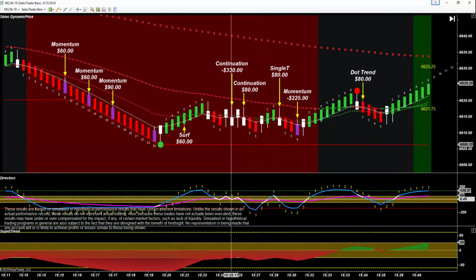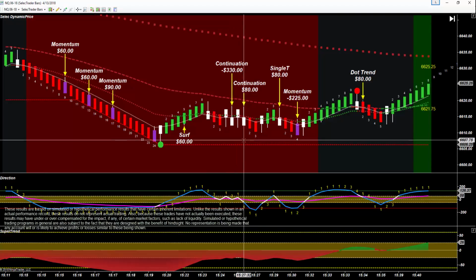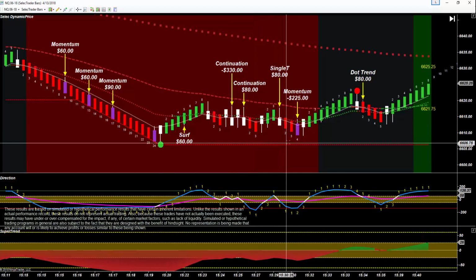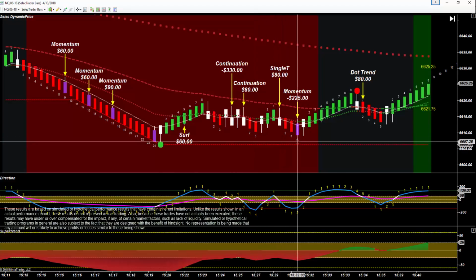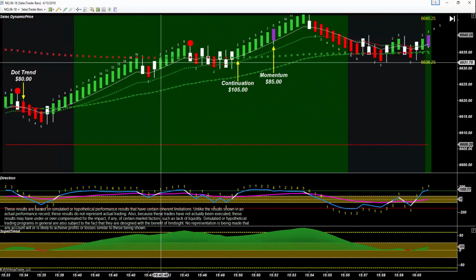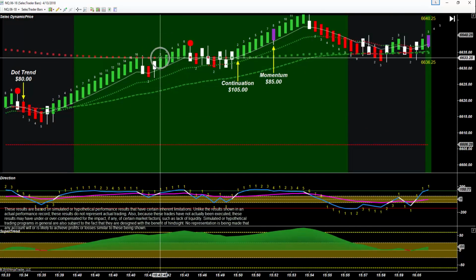Our blue line just crosses the purple there for a full stop, but we have a continuation immediately after for a quick profit target, followed by a single T for profit target. This momentum, unfortunately, triggers right before the market reverses for our 15 tick stop. We do get a dot trend short here at 1534 for profit target. Do have to pass on this continuation as well since the entry is right under the 200.